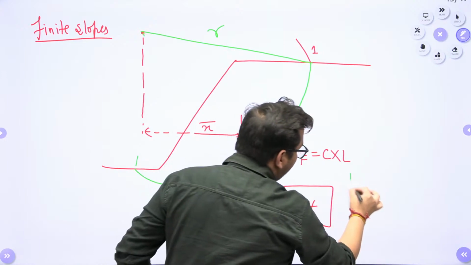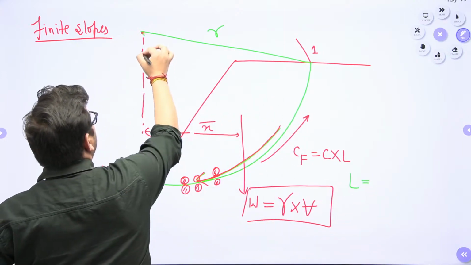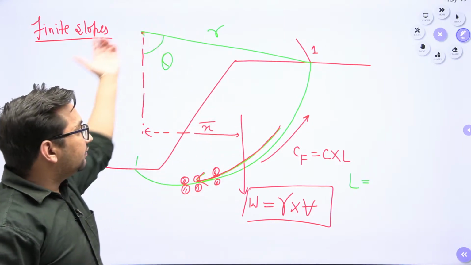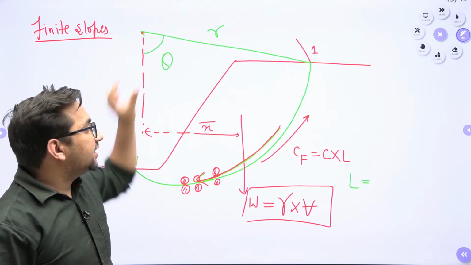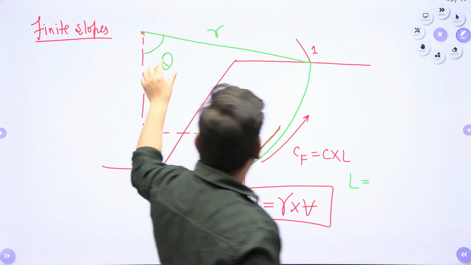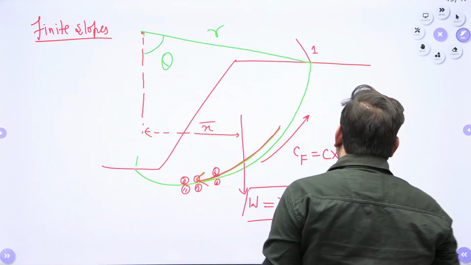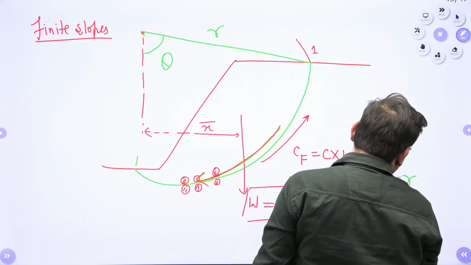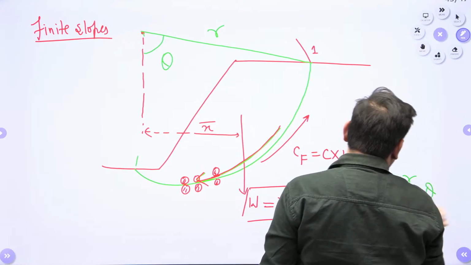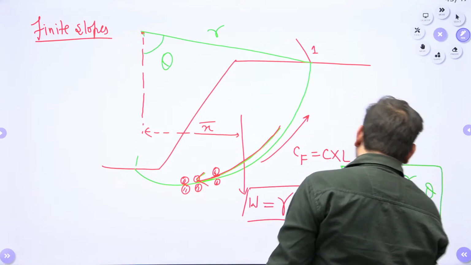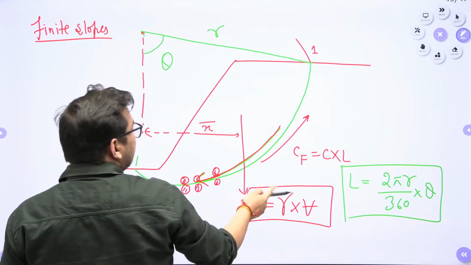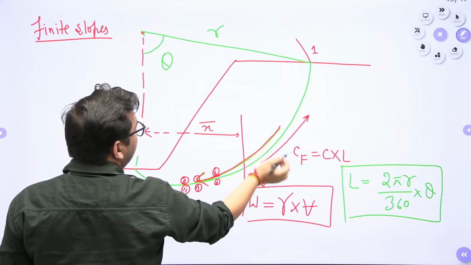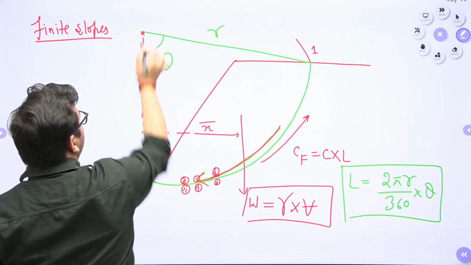What will be the length of the arc? Let's suppose this sector has an angle theta. We know that the total circle will have a length of 2 pi r when theta is equal to 360 degrees. As here the angle is theta, the length will be 2 pi r by 360 degrees into theta. So this will be my length, right? And this cohesive force will create a moment of C into L into R about this particular center.